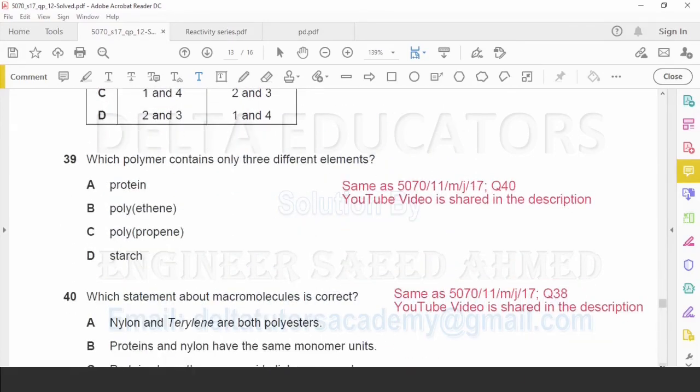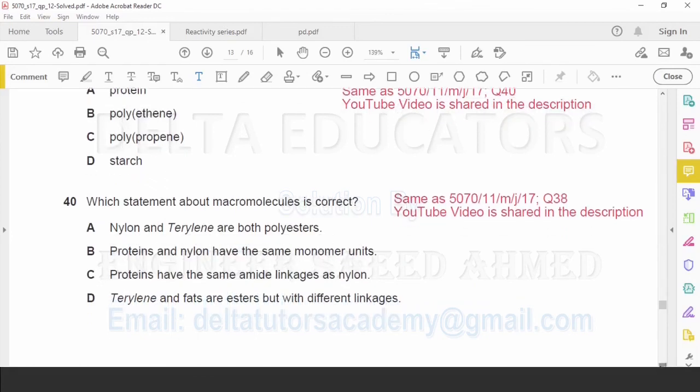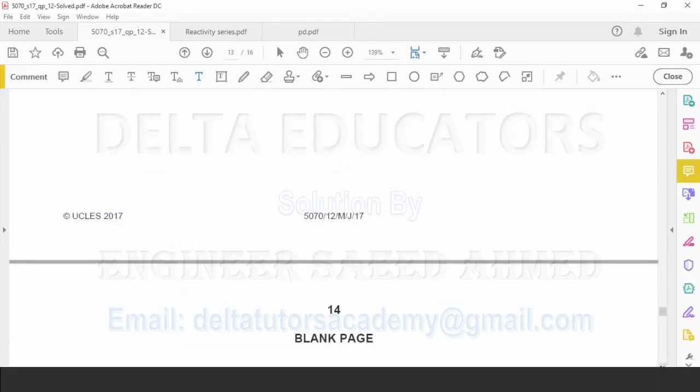Question number 39 and question number 40 are same as in paper 1 variant 1. Okay, now we have completed this paper 1 variant 2, May June 17. Thank you very much.